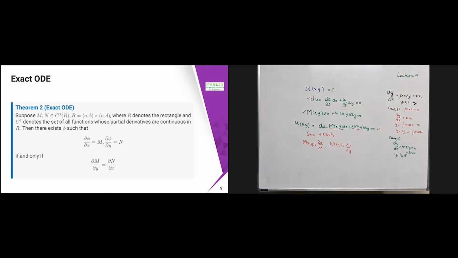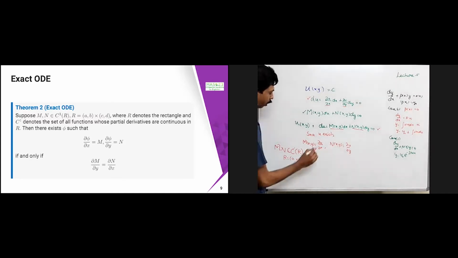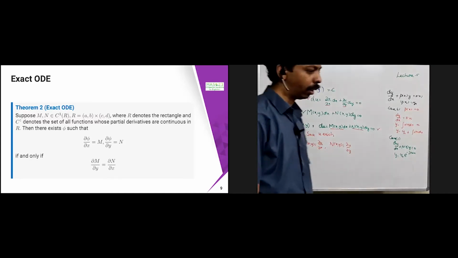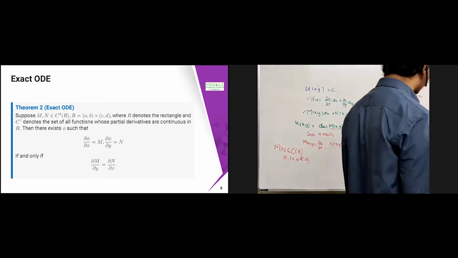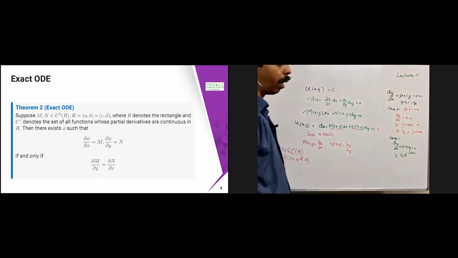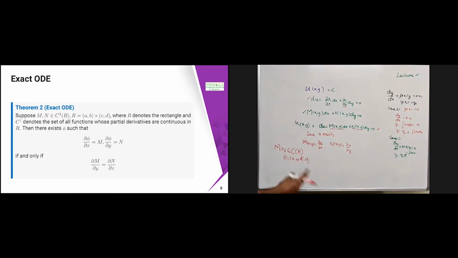So what you have is that suppose you have functions M comma N. Okay, M and N are given to you, functions of two variables. So M comma N belong to C1 of R, where R is some rectangle, [a, b] cross [c, d]. Here R denotes the rectangle and C1 denotes the set of all functions whose partial derivatives are continuous in R. So that I call C1 of R.